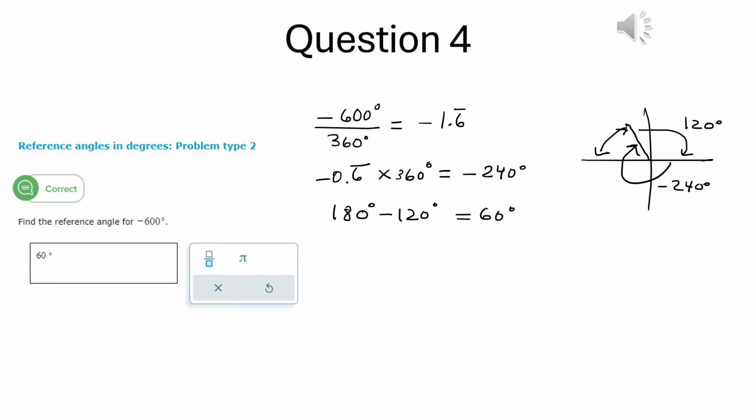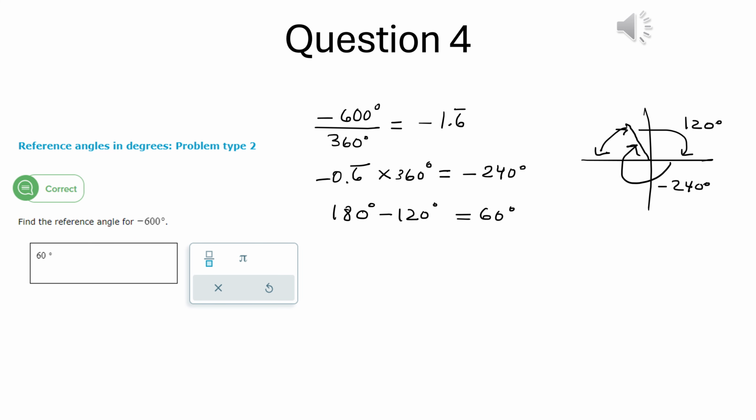Okay, in that question, the angle given is negative 600. Divided by 360 is 1.6 repeated. That means we have 1 revolution in the clockwise direction, but I don't care. You take 0.6 repeated times 360, which is negative 240. Negative 240 lies in the second quadrant.